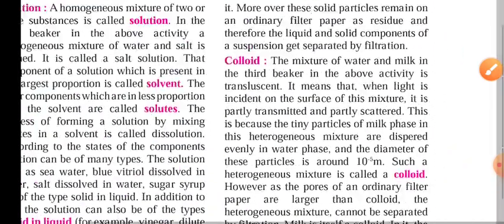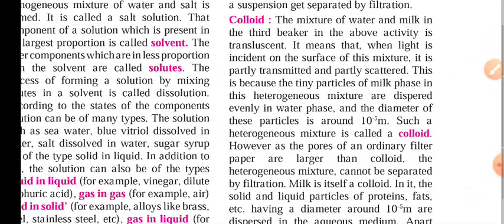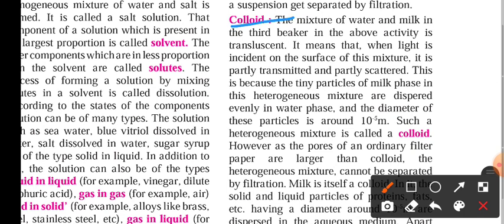Further, next we have another one, a colloid. The diameter of these particles is around 10 raised to minus 5, which means smaller than the suspension. If we have that, then it will be called a colloid. It will be a heterogeneous mixture, no doubt, but it will be called a colloidal solution or colloid solution.